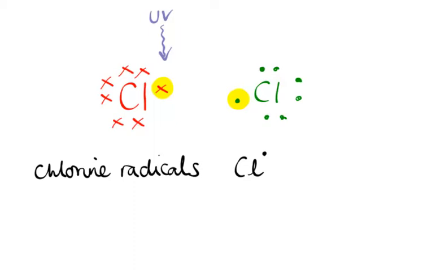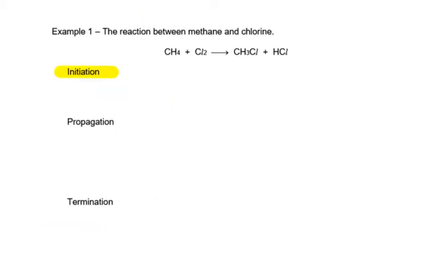And this process is an example of homolytic fission, as the bond has broken evenly. So when the covalent bond broke, one electron went to each of the atoms. In a chemical equation we could just simply represent this as chlorine molecule going to two chlorine radicals, and you'll often see UV written above the arrow.